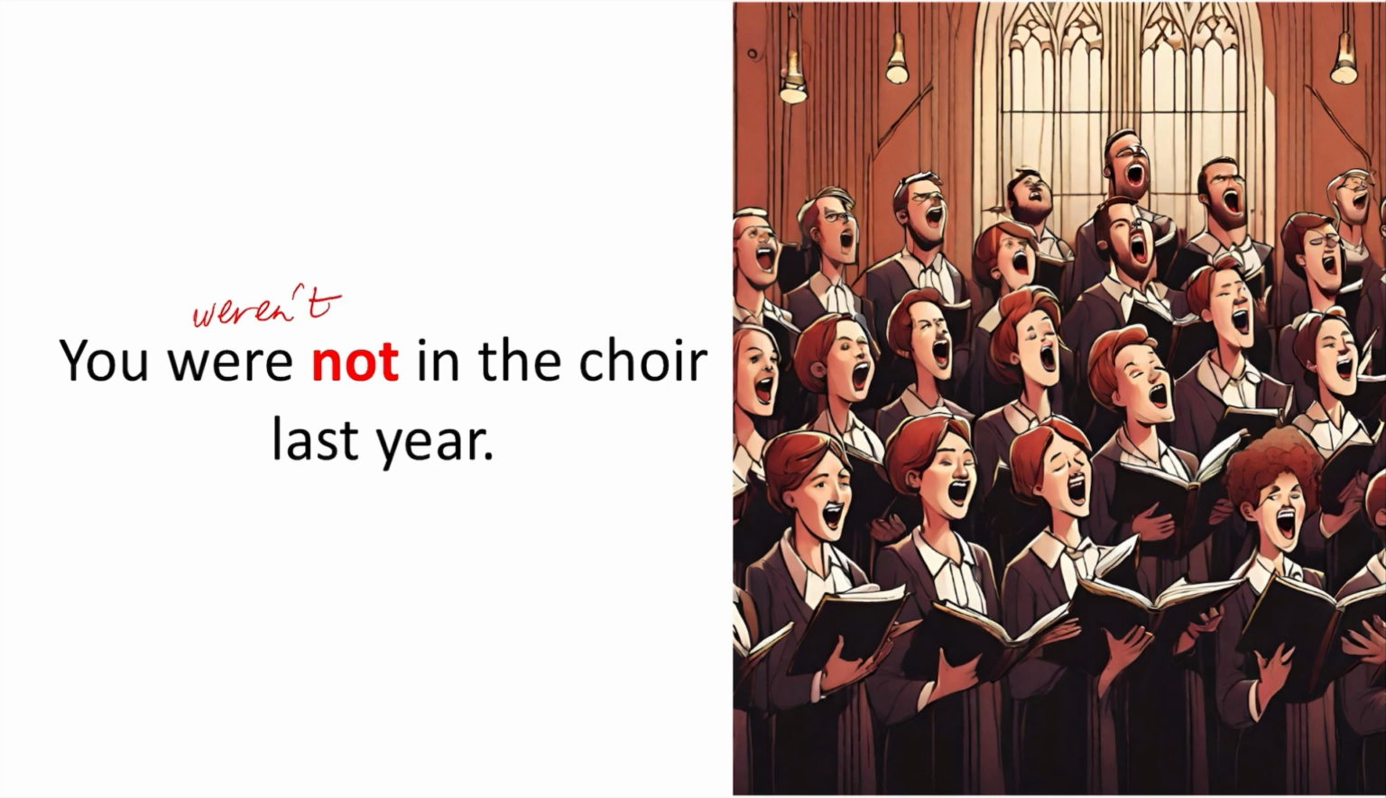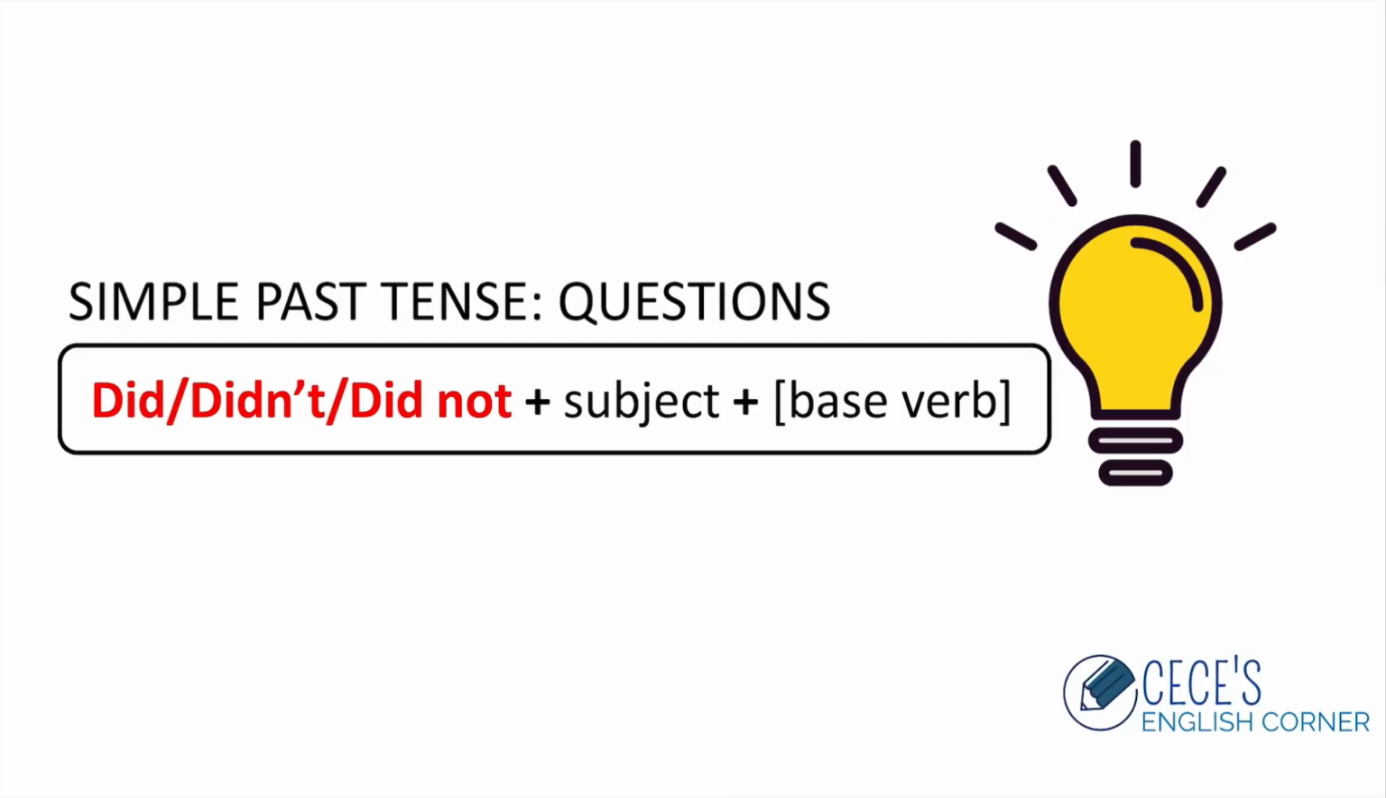For questions in the past tense, we can use the same pattern we talked about earlier. If you want to ask a question in the past tense, start with the auxiliary or helping verb, did, didn't, or did not, then add the subject, I, you, we, etc., a proper noun, etc., and then add the base verb. Just a reminder, a proper noun is the name of a person, place, or thing.